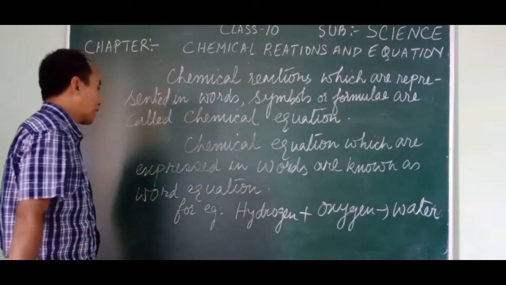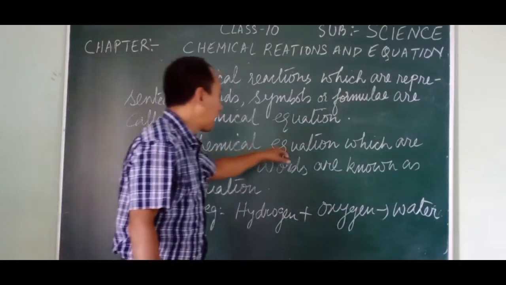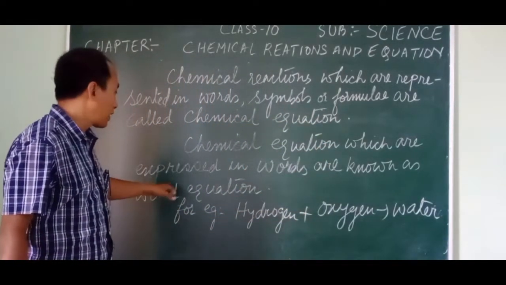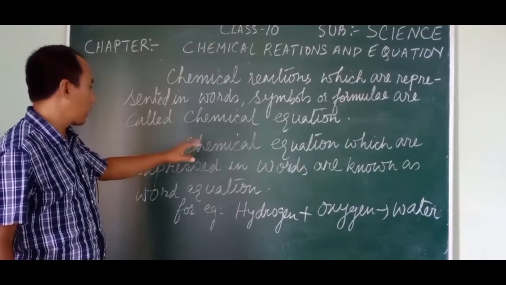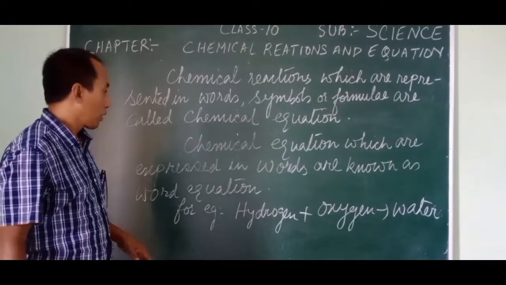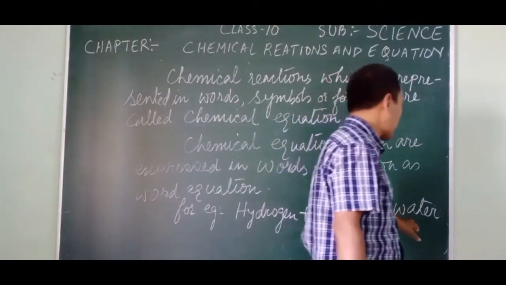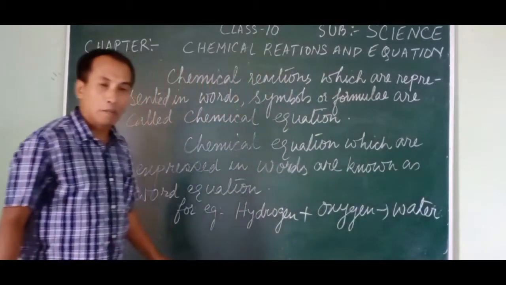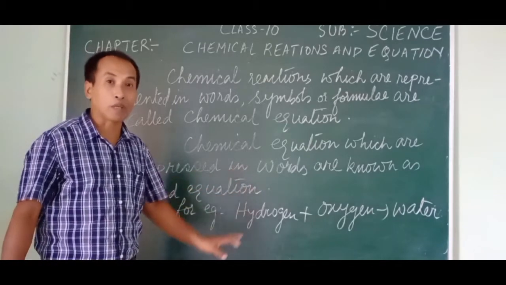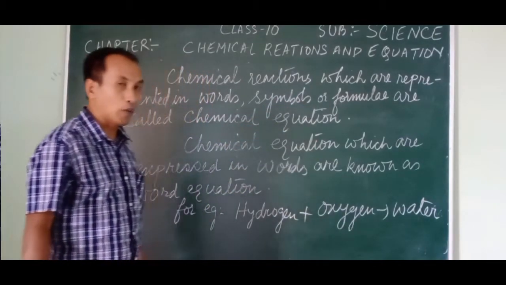But if you do not know, then you will have to write in terms of words, then it is called a word equation. Chemical equations which are expressed in words are known as word equations. Here I am giving you an example: hydrogen plus oxygen gives you water. This is a word equation. But most of the time in chemistry, you cannot do with word equations. So you will have to express either in terms of symbols or in terms of formula.